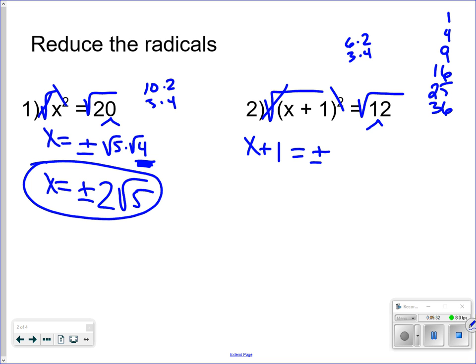So we'll break this one into pieces. Square root of 3, square root of 4. X plus 1 equals plus minus. Now remember, the one that you can do is going to come first.